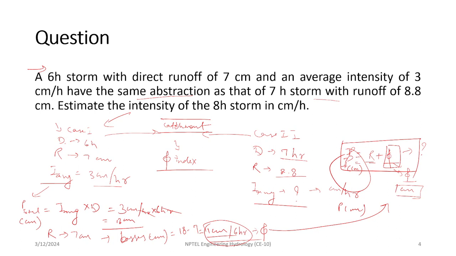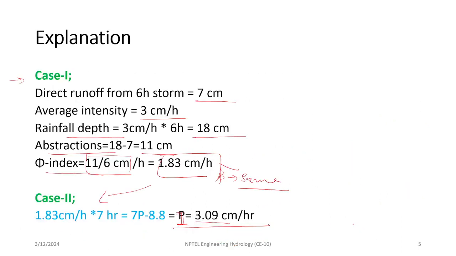Not phi, it will be losses, right? Because units should be the same, losses will also be in centimeter. So keep the value in centimeter only and tell me the answer. 1.83 into 7 we have to do. 12.81. Okay, you are saying that losses come to 12.81 centimeter.